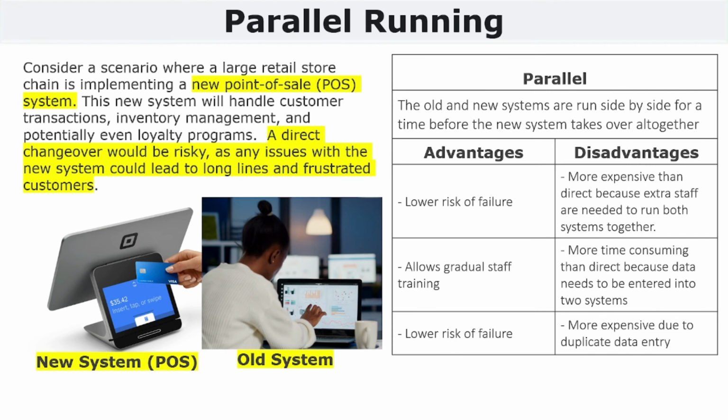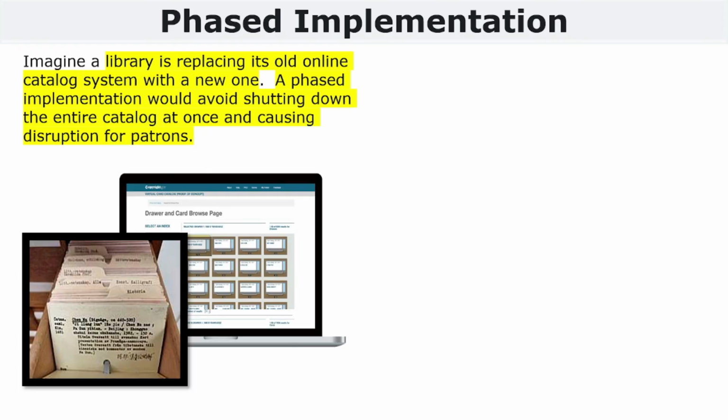Now, it's more time consuming, okay, than the direct changeover. With the direct changeover, you throw away the old, you bring in the new, and you start working. All right, so these are some advantages and disadvantages to the parallel running. Then we have the phase implementation. Imagine a library is replacing its old online catalog system with a new one. So if we compare this catalog here, there's an old one and we are replacing it with a new one.